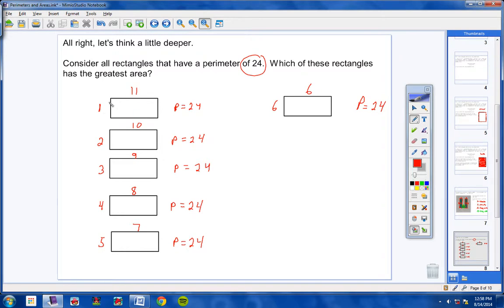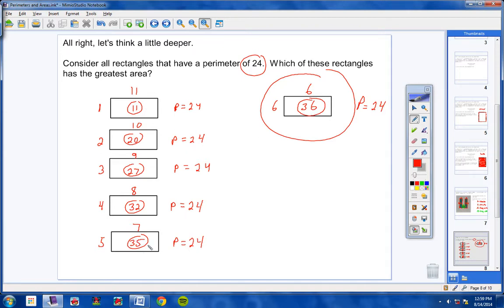Well, the area of this rectangle, 1 times 11, is 11. The area of this rectangle, 2 times 10, is 20. The area of this rectangle here would be 27. The area of this rectangle here would be 32. The area of this rectangle here would be 35. And the area of this rectangle up here would be 36. So obviously, the rectangle that has a perimeter of 24 and has the greatest area is this rectangle right here, because this area is 36 and all of the other areas were smaller.